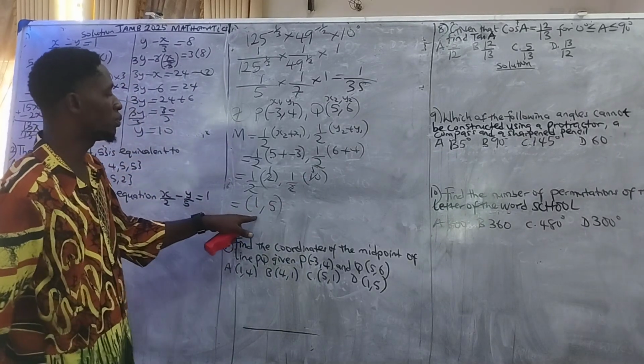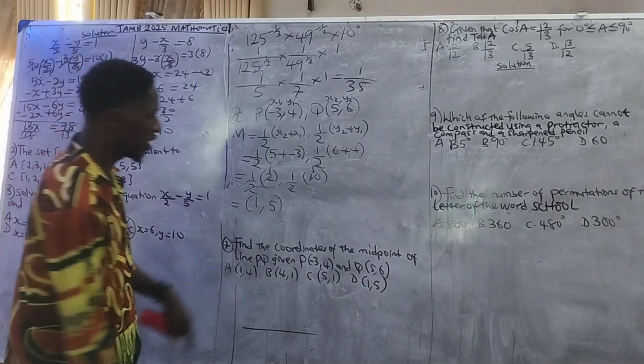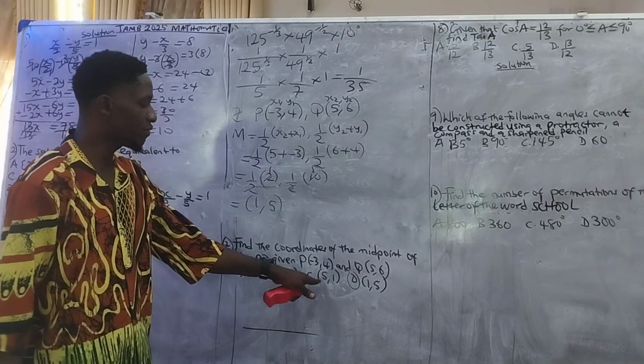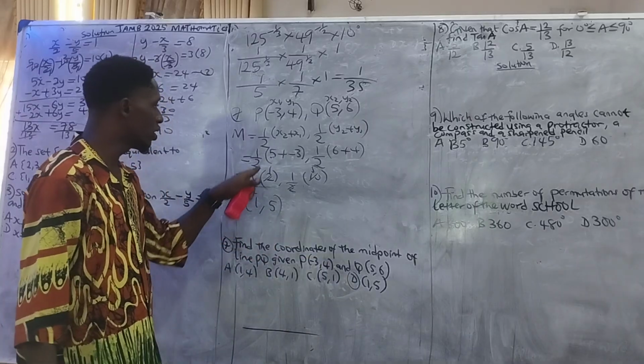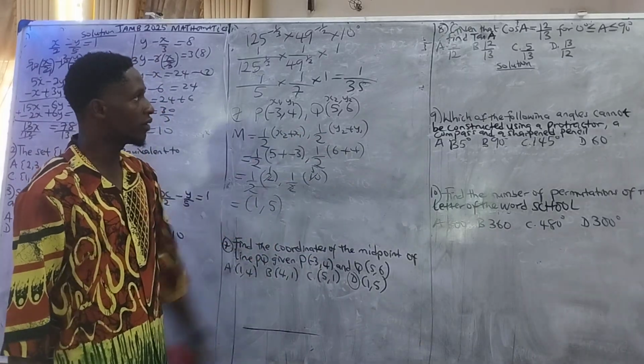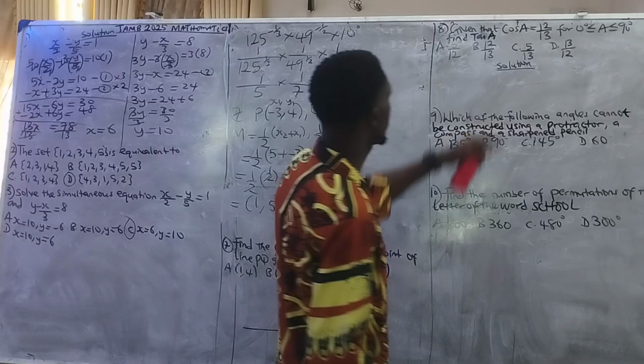So be careful with the positioning. 1 and 5, option D. You can see we have 5 and 1, but remember, X comes before Y. We go to number 8.